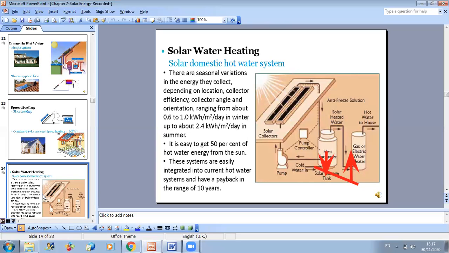These systems are easily integrated into current hot water systems and have a payback period in the range of 10 years. So currently, we are not using only solar energy, but we can implement it with other systems. But with development and research, we are enhancing a lot the performance of solar systems in a way to reach a point where we can rely only on solar energy to provide the house demand, especially in sunny regions.